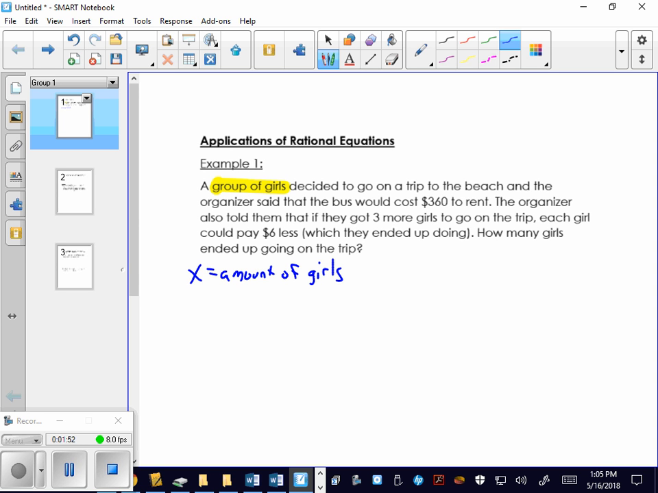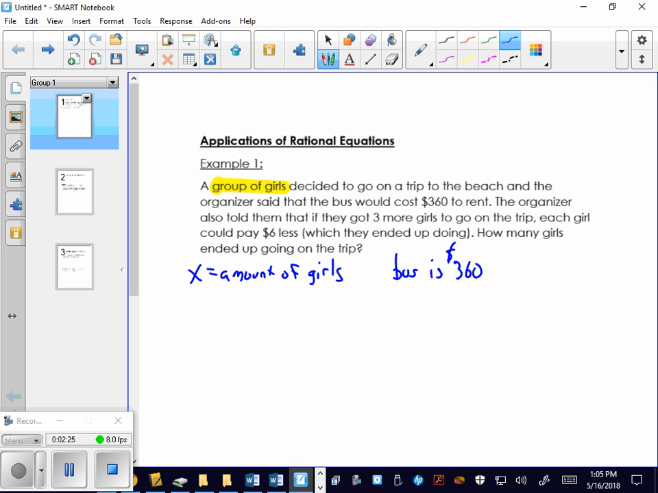And then it says the bus is going to cost $360 to rent. So it doesn't really matter how many girls go. The bus is $360, so we know that much. That's given. However, what we do know is that the organizer tells them if they get just 3 more girls to go, each girl can pay $6 less than what they are actually paying now.